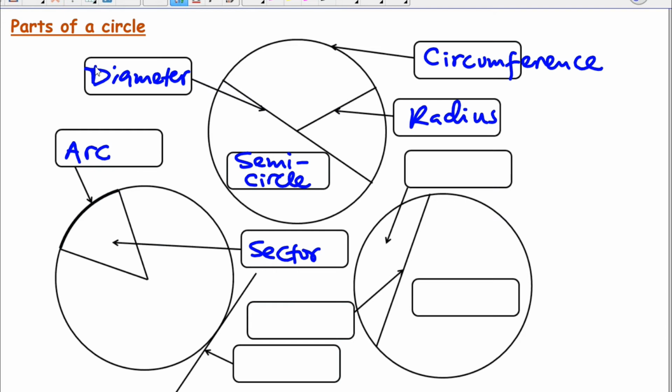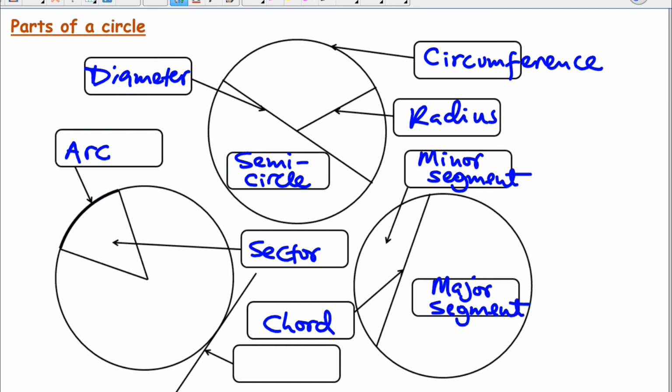We have a chord, and a chord divides a circle into a minor segment and a major segment. We also have a tangent. And those are the key parts of a circle.